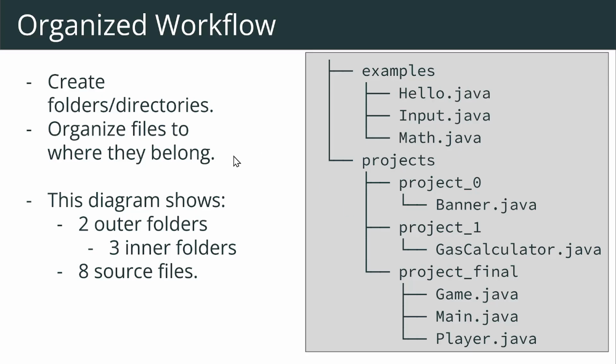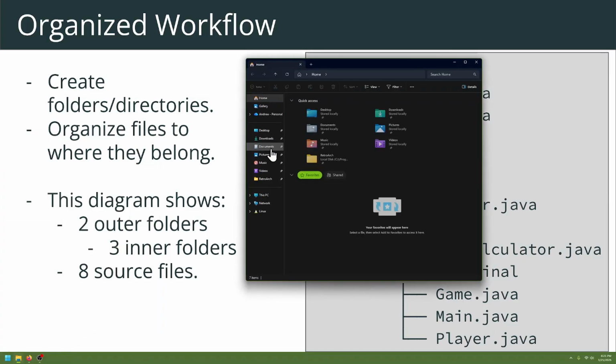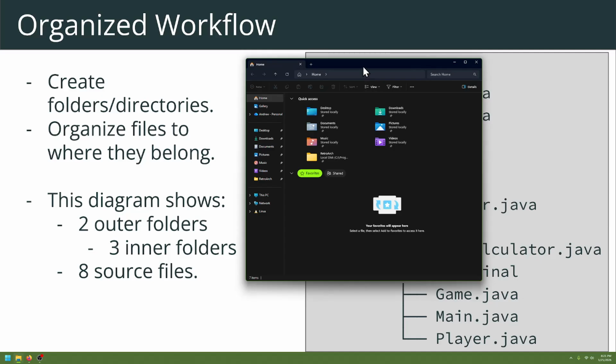Okay, let's attempt to create the same diagram in our File Explorer. So if you're curious about what the File Explorer is, this is the application that you use to kind of click around and find things. On Windows, it's called File Explorer, and on Mac, it's called Finder.